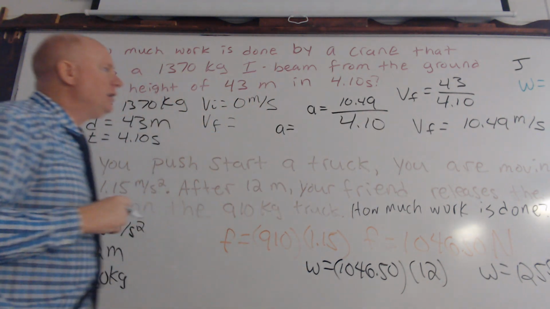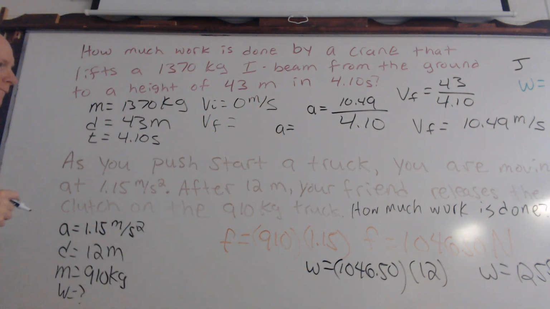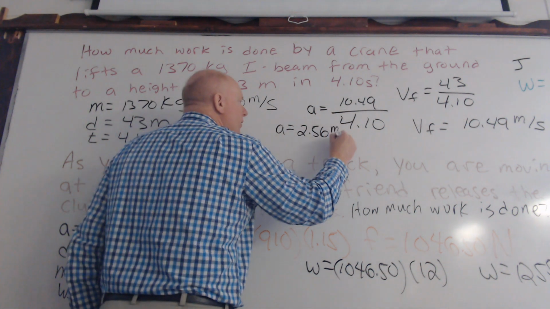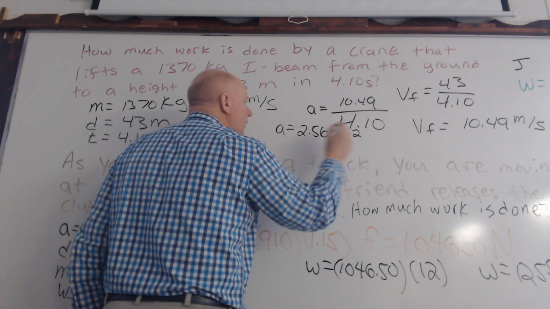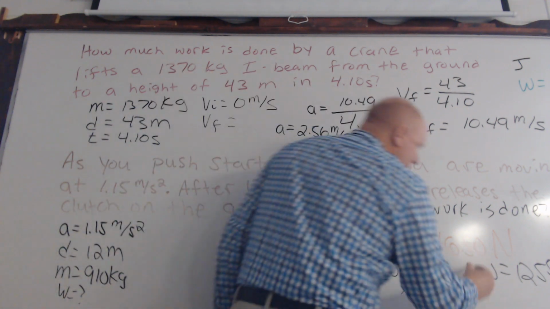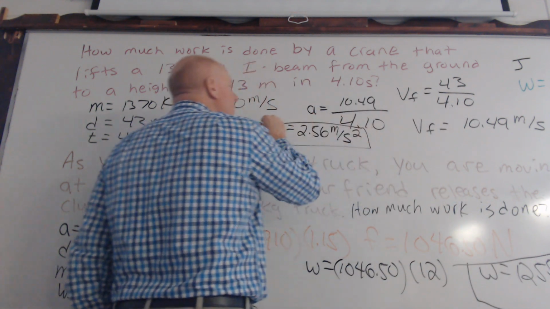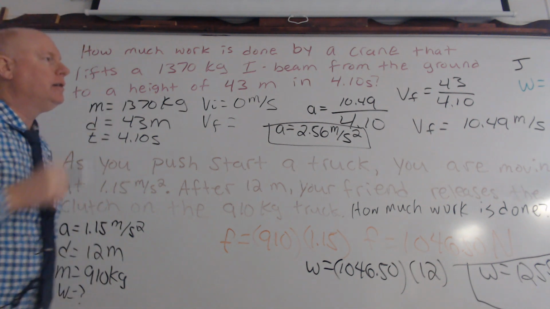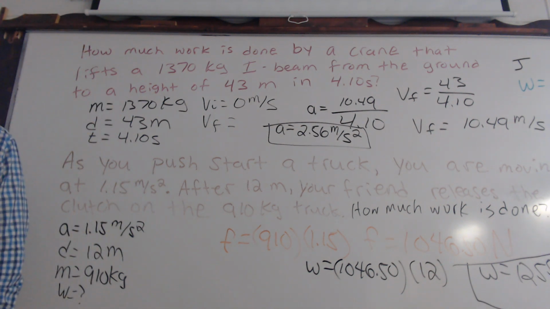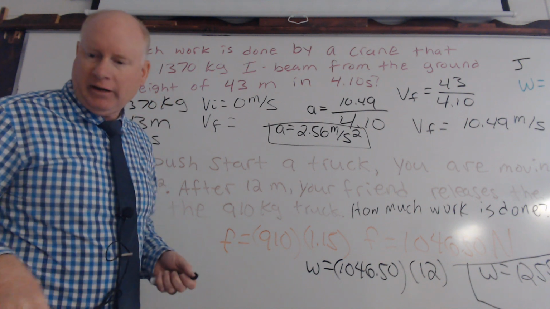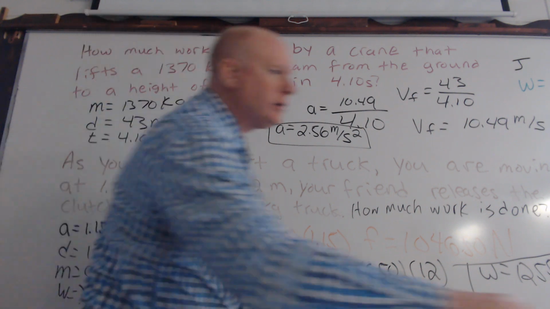Our acceleration is roughly 2.56 meters per second squared. Okay, so this is half of it. Now we need to find the force. And how do we do that? I believe that's going to be your mass times your acceleration. Your mass times your acceleration. That is correct.